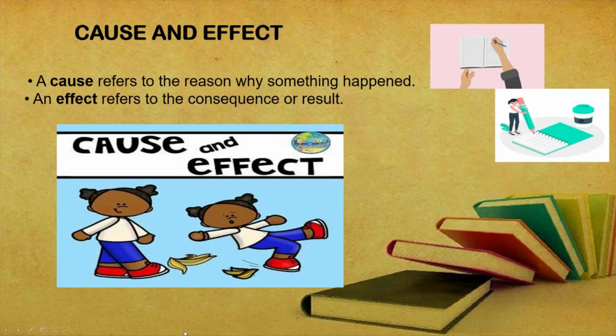So, class, remember that a cause tells why something happens. Take a look at this picture. While an effect describes what happens. Just like that, the writer can use the cause and effect pattern of development to explain how an event or action leads to another.